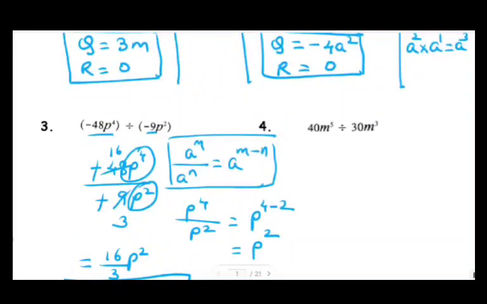Let's move on to the next sum. Again, both of them, 40 and 30, don't go in the same table. So 40m raised to 5, 30m cube.